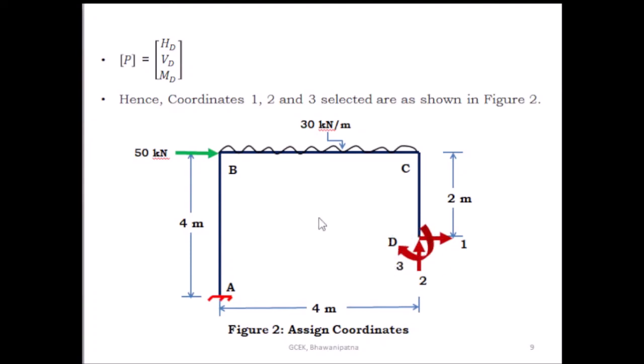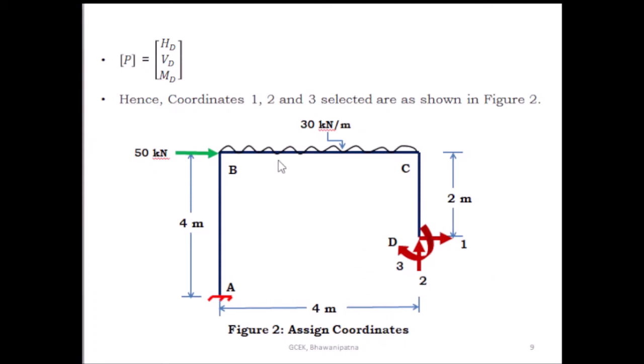Then you have to find out the moment on span CD, CB, and BA by applying the unit load along coordinate direction 1, then along coordinate direction 2, then along coordinate direction 3. First you find the moment on span CD, then CB, then AB. Then after getting the moments, you can find out the flexibility matrix.